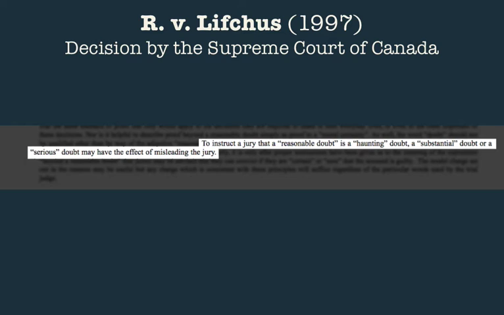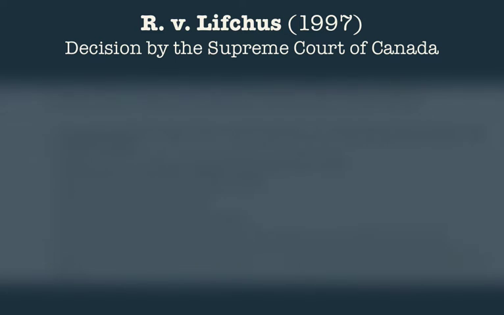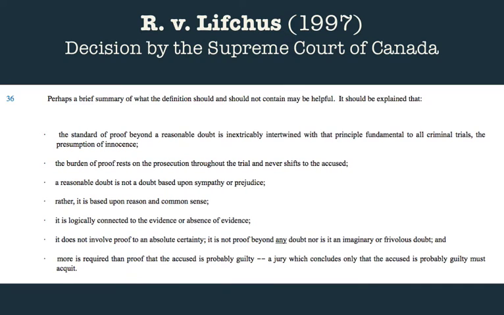What resulted from this judgment is an explanation of reasonable doubt that is much more clear and robust than in R versus WD. A summary of it reads as follows. The standard of proof beyond a reasonable doubt is inextricably intertwined with that principle fundamental to all criminal trials, the presumption of innocence. The burden of proof rests on the prosecution throughout the trial and never shifts to the accused.